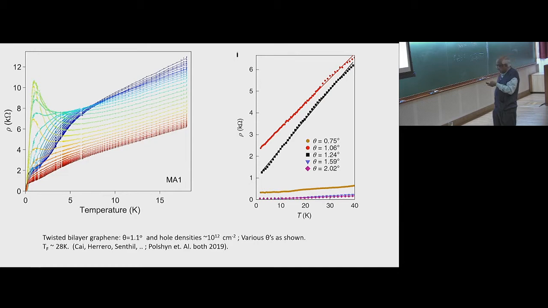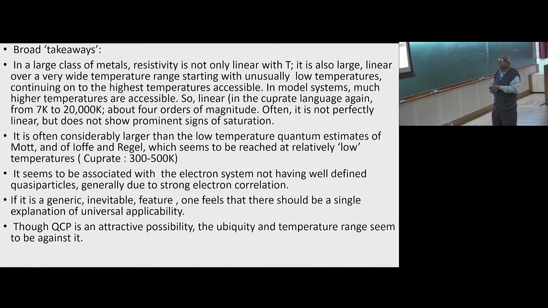Okay. So broadly, I feel that the resistivity is not only linear with temperature in many metallic systems, it's large, and it's linear over a very wide range of temperatures, starting with unusually low temperatures and continuing on to the highest temperatures accessible. In model systems such as cold atoms or twisted bilayer graphene, much higher temperatures are accessible. In the cuprate language, I would say that one is able to access temperature from 7 degrees to 20,000 degrees, which is about 4 orders of magnitude. Often, this resistivity is not perfectly linear, but it does not show any prominent signs of saturation. It is often considerably larger than the low temperature quantum estimates of Mott and of Ioffe and Regel, which seem to be reached at relatively low temperature.